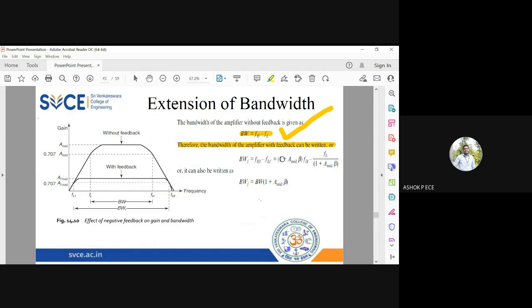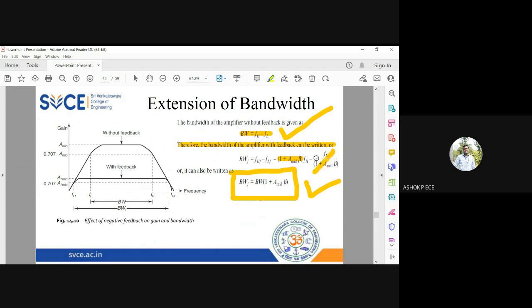FHF, you know, it is (1 plus A mid beta) into FH minus FL by (1 plus A mid into beta). So considering the second term is very minimal or negligible, I'm going to ignore the second term and write approximately (1 plus A mid beta) into FH. And when there is no lower cutoff frequency, FH will be the bandwidth. So approximately I can write BWF is approximately equal to BW into (1 plus A mid into beta). This is not exact, this is approximate because I am neglecting the second term.